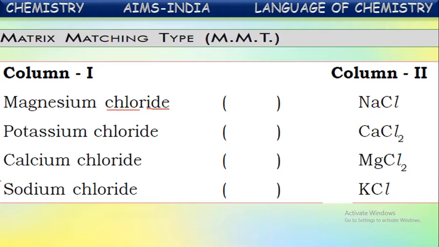Next one, potassium chloride. Where is it? Here. It is potassium chloride. Next, calcium chloride. Where is it? Here. Calcium chloride. Sodium chloride. Where is it? Yeah, here. So magnesium chloride formula is MgCl2. Potassium chloride formula is KCl, calcium chloride formula is CaCl2, and sodium chloride formula is NaCl.